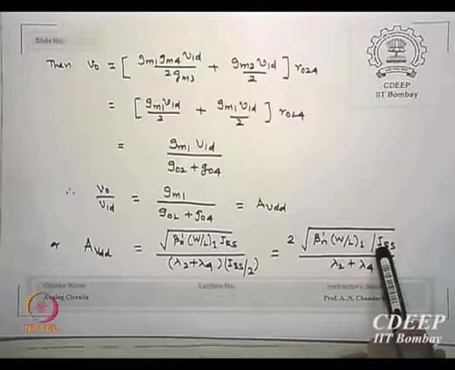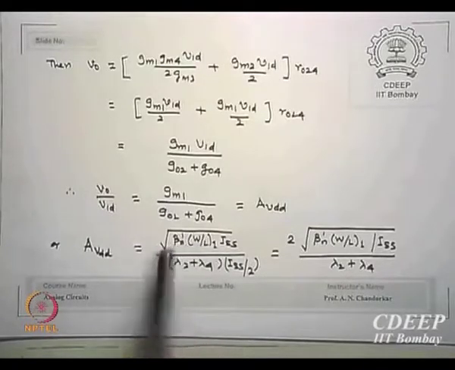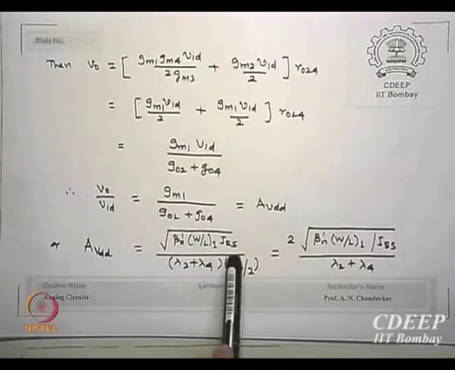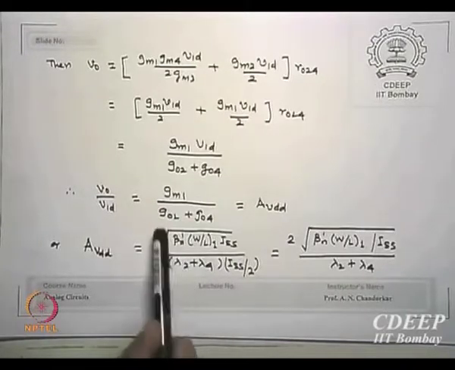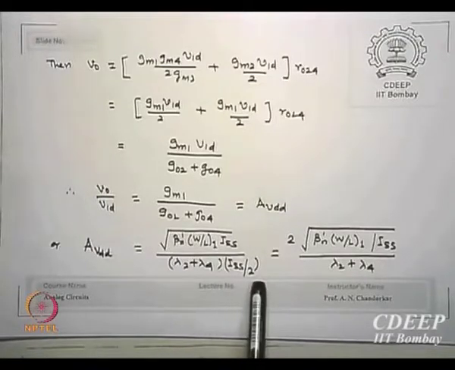GM1 of M1, which is the same as GM2, is that correct? GM1 is decided by what factors? Please look at it. Beta dash, which is given by the technology, the size ratio W by L, into the bias current ISS. Where is this fixed from? From the mirror side, which I am fixing. GO2 and GO4 is lambda 2 plus lambda 4 into ISS by 2. I can take ISS above now.